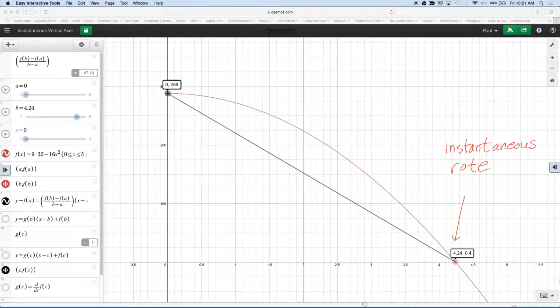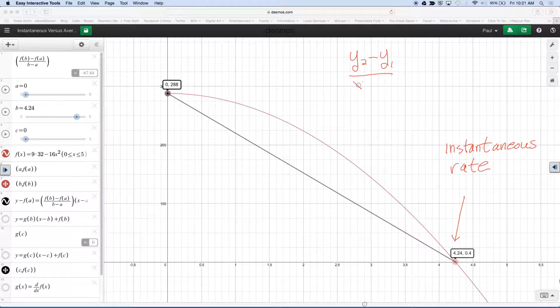Instantaneous rate. Okay, here's the problem you get. Okay, we'll stop critiquing the handwriting now. We can critique the math, but okay. Instantaneous rate, here's the problem with figuring it out.